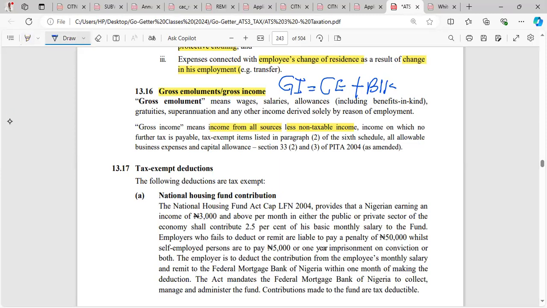Cash benefit plus benefit in kind minus tax exempt income. We call it non-taxable income. So tax exempt income are also called non-taxable income. Now, what are some of those non-taxable income? We will need to go to paragraph 2 of the sixth schedule.